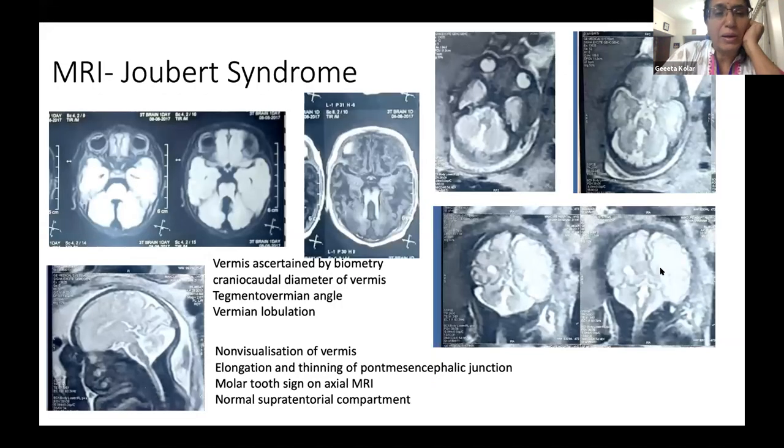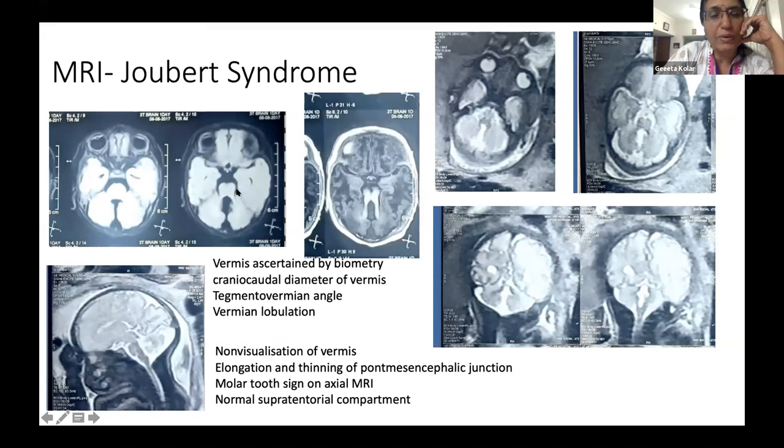So we did an MRI at 32 weeks, and the diagnosis came as Joubert syndrome. Can you see this? The molar tooth sign, with the enlarged cerebellar peduncles, cerebral peduncles. And you find that this is the cerebellum. You find the cisterna magna communicating with the fourth ventricle. The vermis was assessed for biometry. The craniocaudal, everything was okay. There was non-visualization of the vermis. There is a molar tooth sign.